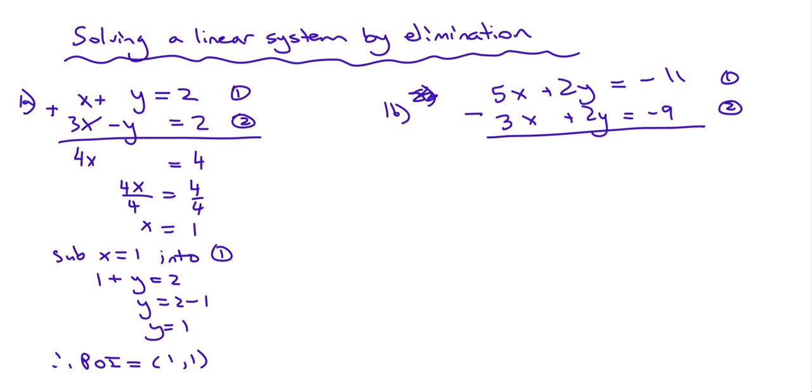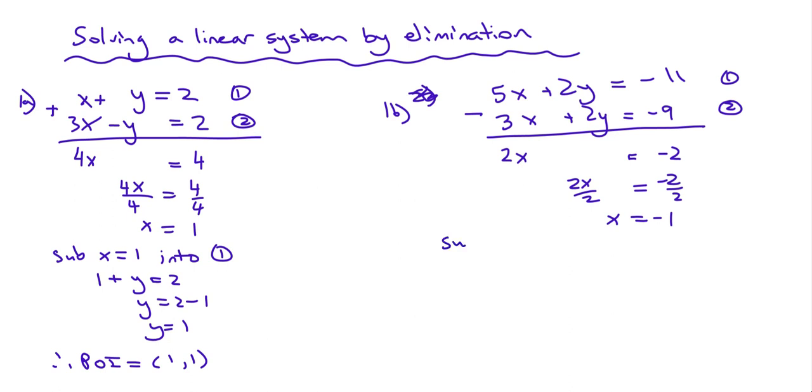So 5x minus 3x is 2x. Now I have 2y minus 2y, which gives me 0y, so the y's are gone. And now I have negative 11 minus negative 9. Be very careful: negative 11 minus negative 9 is like negative 11 plus 9, which is negative 2. Here's my equation that's left with just one variable. I know how to solve this, and I get x equals negative 1.